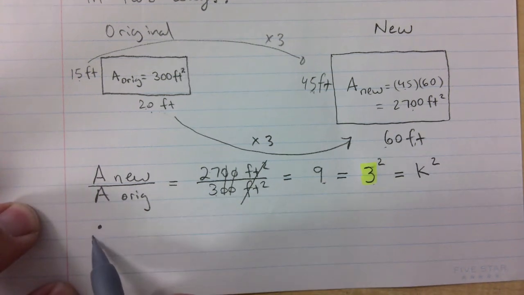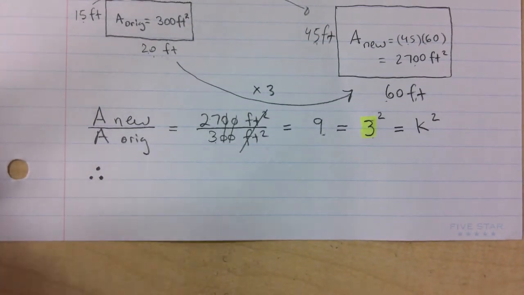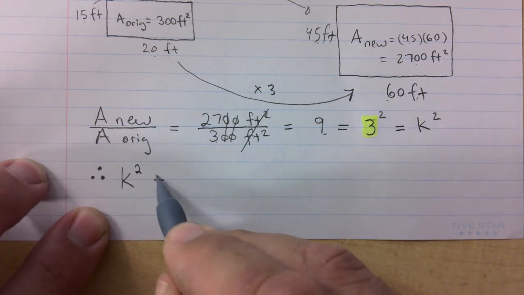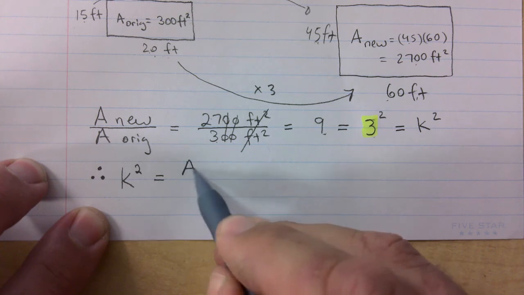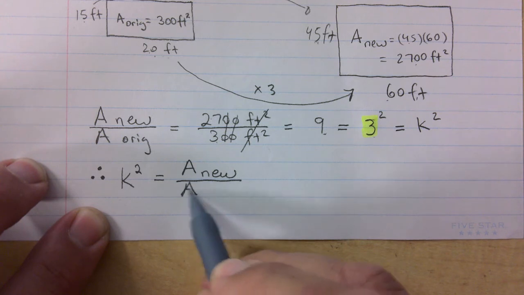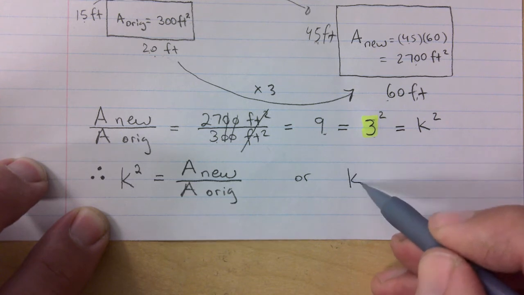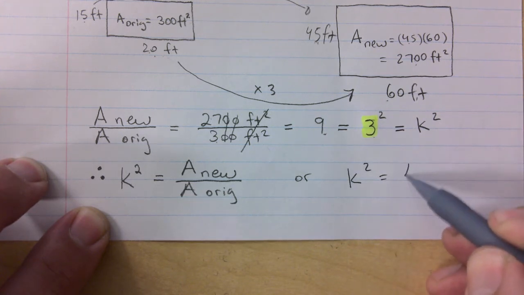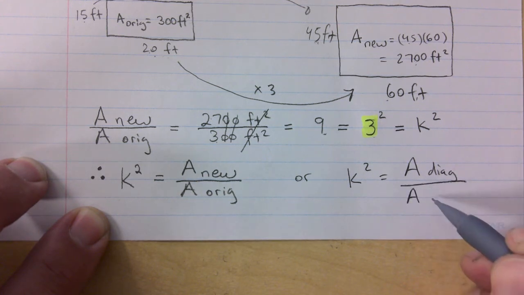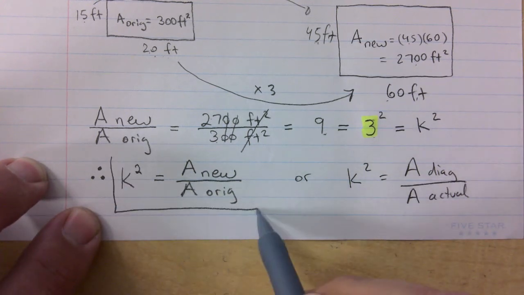Therefore, here's your new formula. 2 new formulas that I'm going to give you. K squared is going to be area of the new shape divided by area of the original. Or you can think of it this way, k squared is going to be area of diagram divided by area of actual. These I would definitely box in and have on my study sheet.